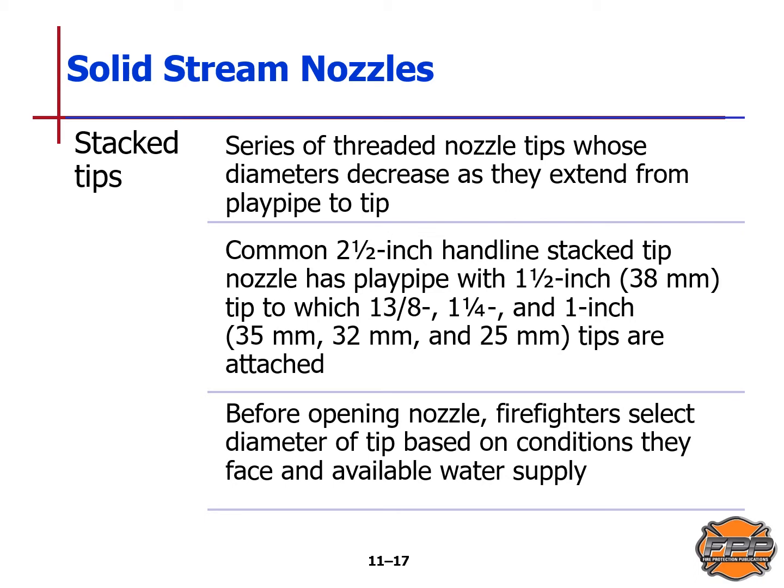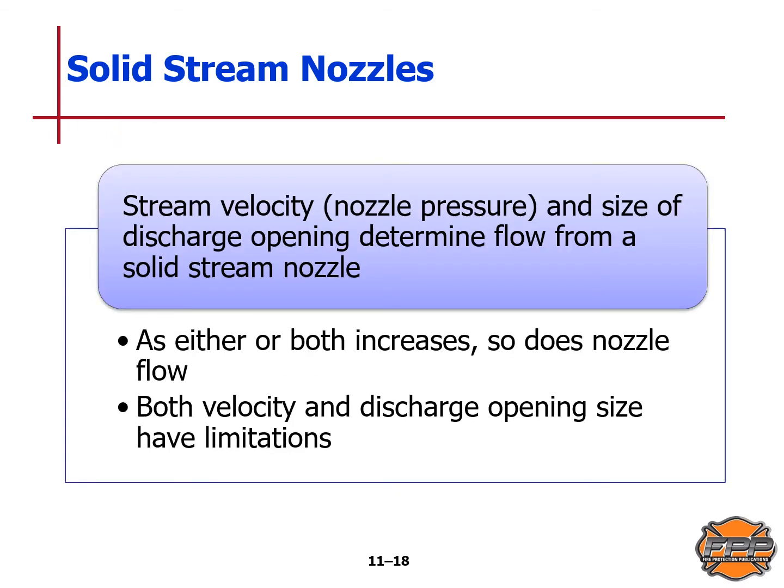Before opening the nozzles, firefighters select the diameter of the tip based on the conditions they face and available water supply. Stream velocity, or nozzle pressure, and the size of the discharge opening determine the flow from a solid stream nozzle. As either or both increase, so does nozzle flow. Both velocity and discharge opening size do have limitations.